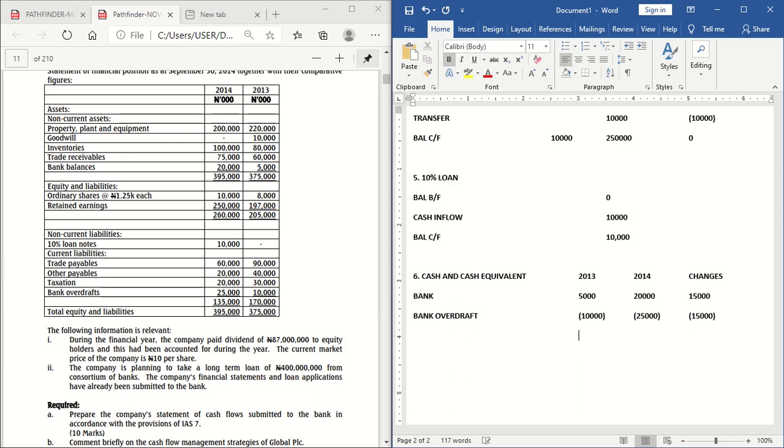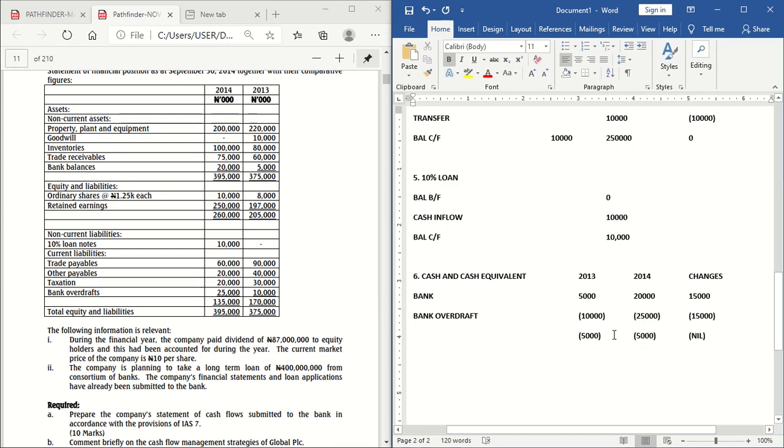So I can now add all these figures together. In this case, for my 2013, I will have 5,000 negative. So my answer here will be 5,000 negative. My answer here for 2014, this and this will be 5,000 negative. So the changes is what? 0. Like I told you, cash flow is always easy. So our changes in cash and cash equivalent for the year should be what? Nil. 2013 is the year brought forward. Cash and cash equivalent brought forward will be 5,000 negative, while cash and cash equivalent carried forward will be 5,000 negative.